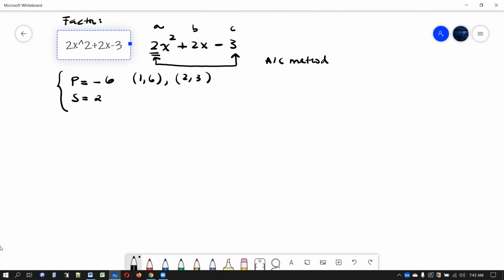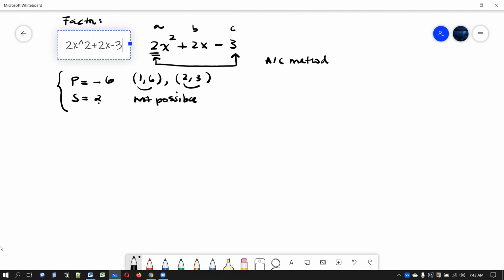Out of these possible pairs, I need to find one of the pairs. In this case, I only have 2. That can give me a sum of 2. But if you paid attention closely here, it is impossible to get a sum of 2 with this pair, and it's also impossible with that pair. So it's not possible to get the sum of 2.